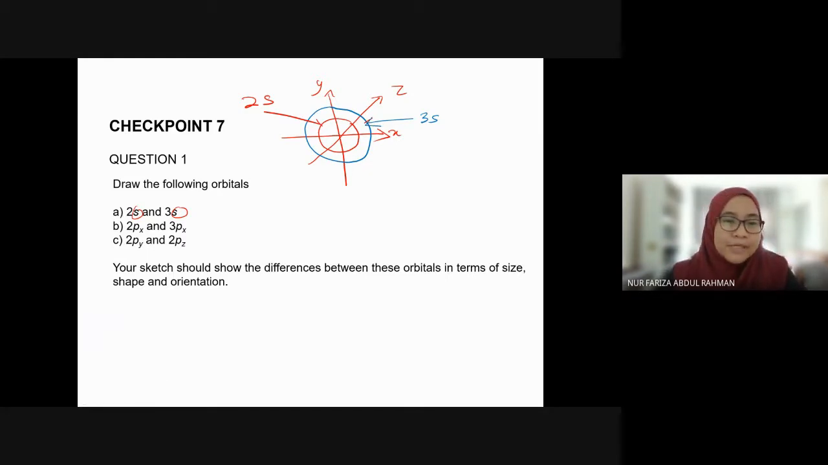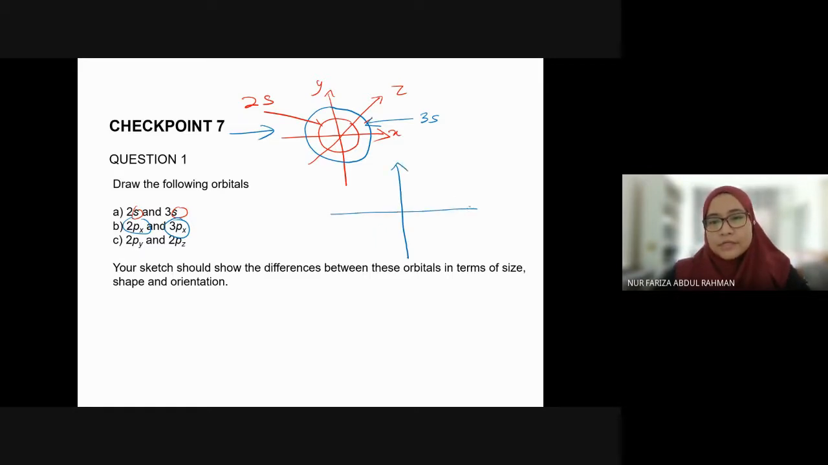Okay, alright. So for px, 2px and 3px, both of them are also px, but they differ in terms of the value of n. One has n is equal to 2, the other one has n is equal to 3. So we may draw the size of the px for 2px and 3px. Kita increase more on the 3px. Sama lah like what we have in A. But now we have to draw for p orbital.